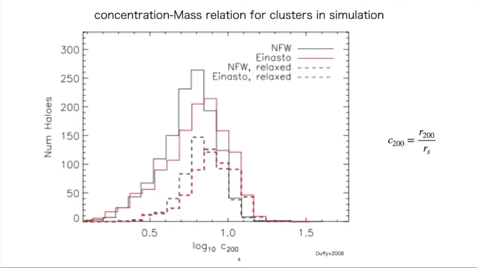In order to characterize the growth of the clusters, some people studied the superclusters in a simulation. This one is a study from Duffy et al. The horizontal axis shows the concentration, which is defined like this, and the vertical axis is the number of halos. They divided the sample into two: one is the relaxed clusters, and one is the unrelaxed clusters. And they measured the concentration like this.